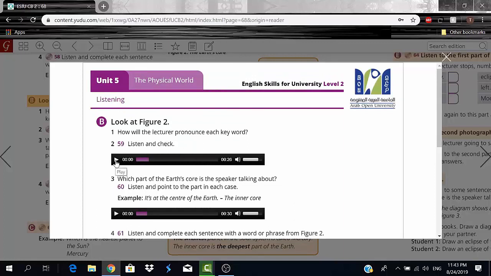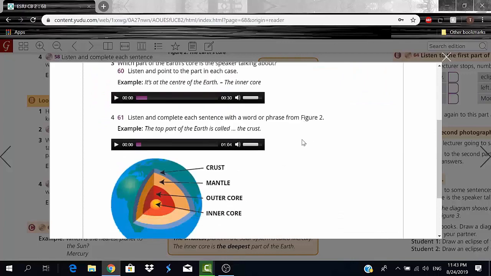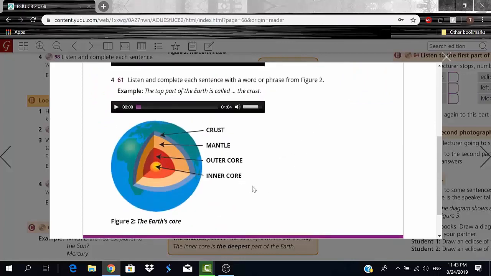Okay, have a listen. 59. Exercise B2. Listen and check. The earth. The crust. The inner core. The mantle. The outer core.